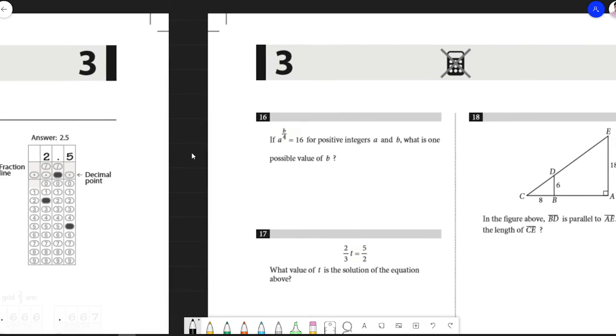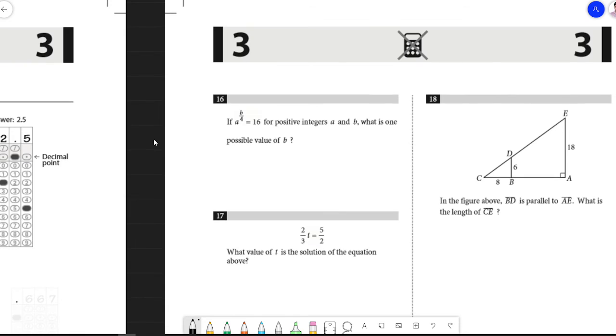Question 16. If a raised to b by 4 equals 16, what is the possible value of b? What is one possible value of b?